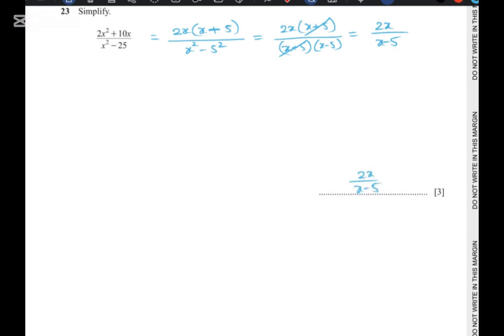Okay, that's all students. This was the last question of this question paper. I hope you have understood all the questions.